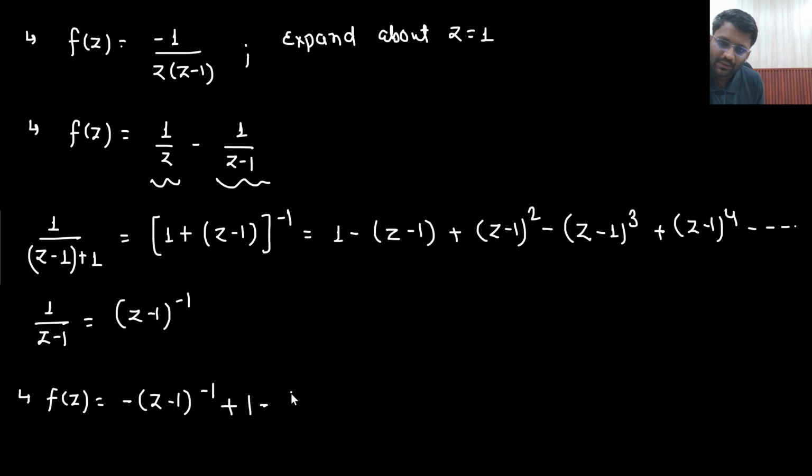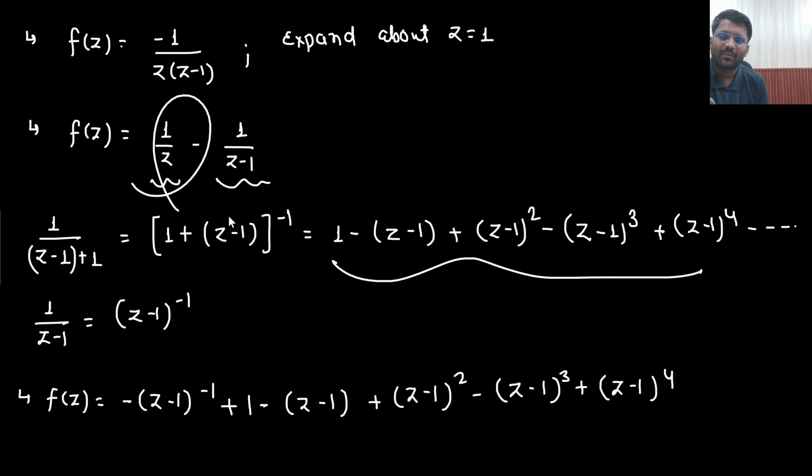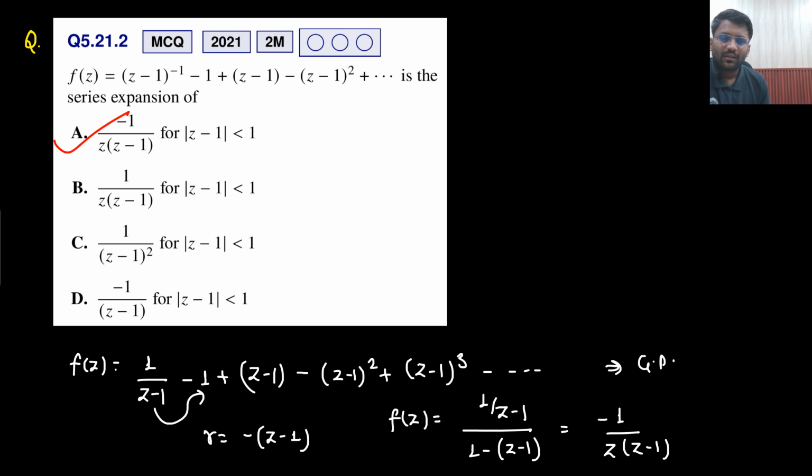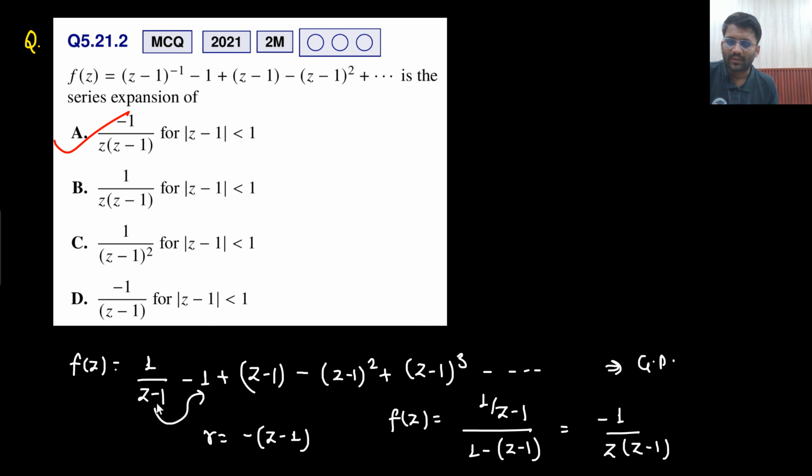Plus 1 minus z minus 1 plus z minus 1 whole square, z minus 1 whole cube, z minus 1 to the power 4. Basically, what is the expansion of this? Expansion of this will be this one. And then this expansion I am adding up, 1 by z could be expanded in this manner. So this is how I am expanding it. I am getting a difference of negative sign. So is the answer incorrect or what?